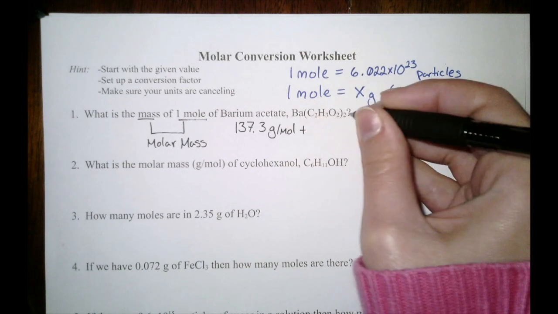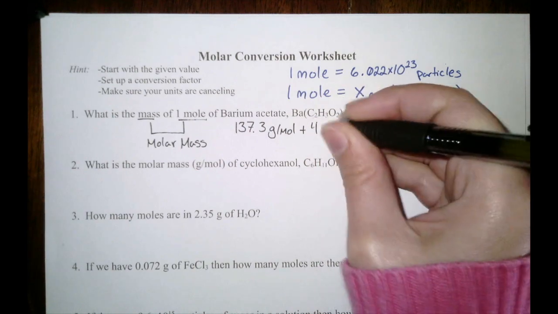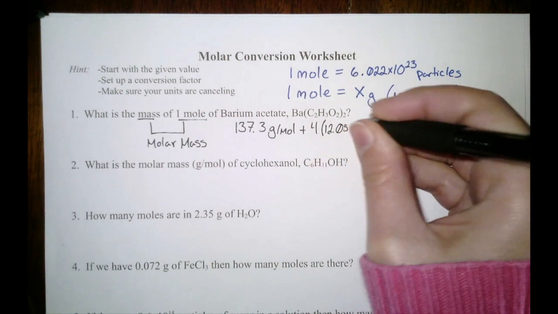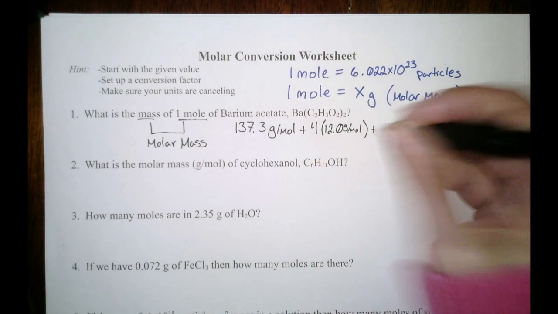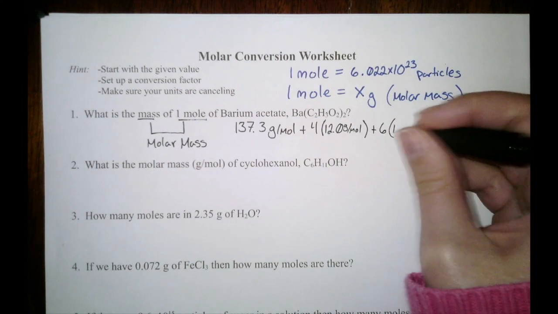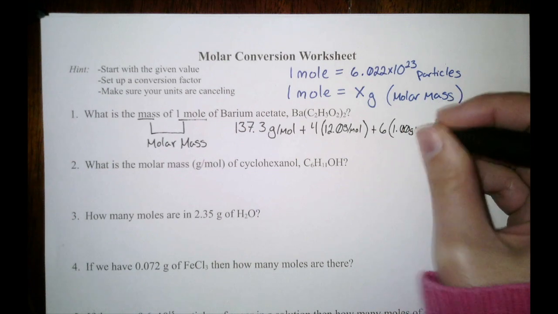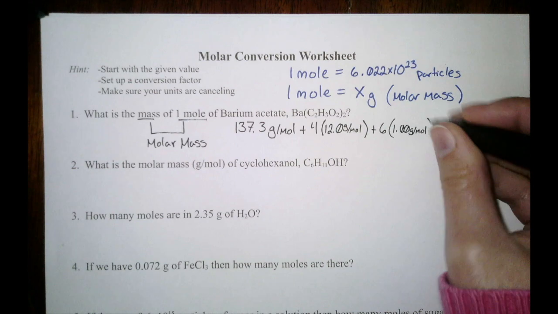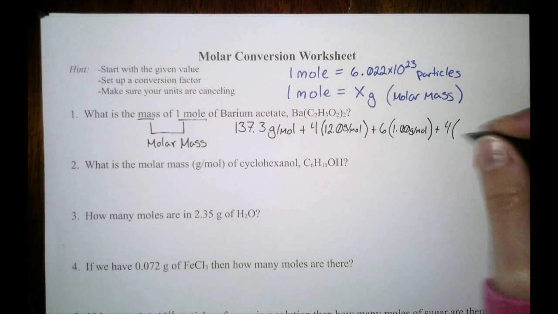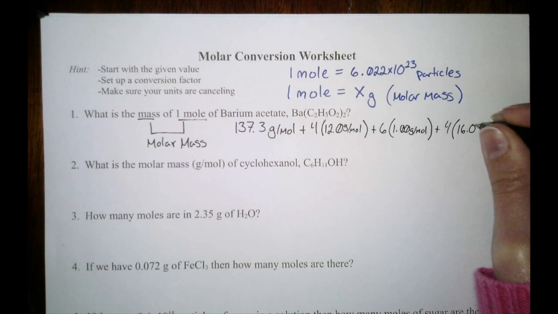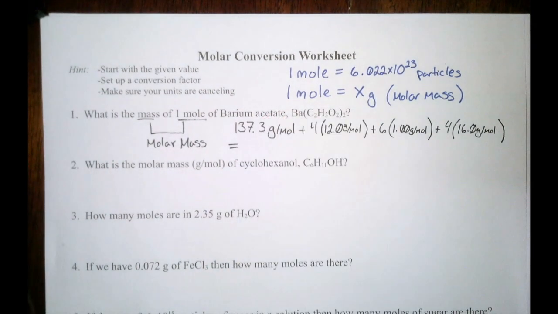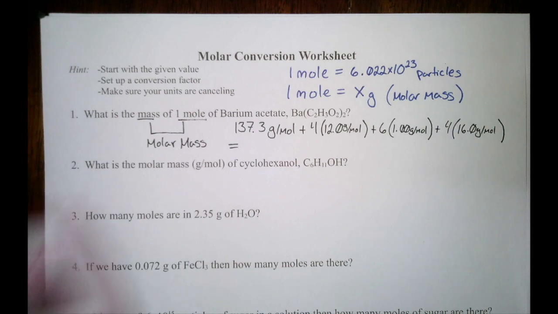plus, notice we have the acetate ion in parentheses and there's 2 of it. So there's not just 2 carbon, there are 4. So 4 times the molar mass of carbon, which is about 12.0 grams per mole, plus 3 times 2 for 6 hydrogen, which the molar mass of hydrogen is about 1.00 grams per mole, plus 2 times 2 for 4 oxygen atoms, which has a molar mass of about 16.0 grams per mole. And when we add all these up, we will get the molar mass, which is the mass of 1 mole of the substance.